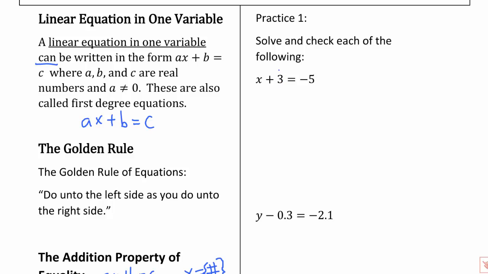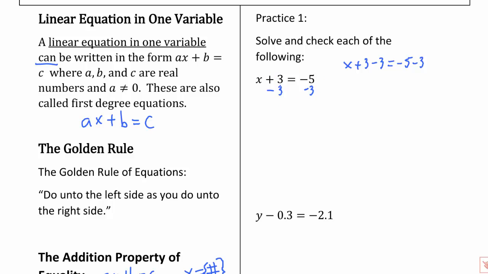What's the opposite of 3? That's negative 3. So I'm going to add negative 3 to both sides here. Now, normally what you're going to see me do is just write it underneath like this. That's fine. If you want to, you can write it as x plus 3 and then minus 3 right next to it is equal to negative 5 minus 3 if you don't like that. Either one of these is fine. I'm going to be writing stuff down like this.